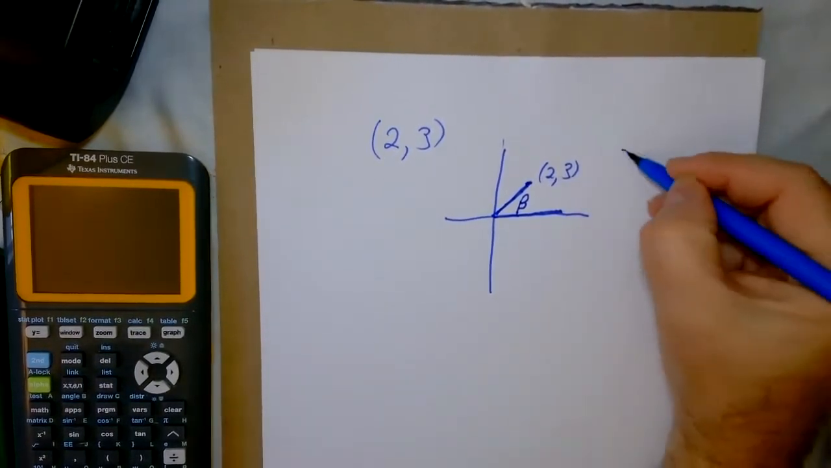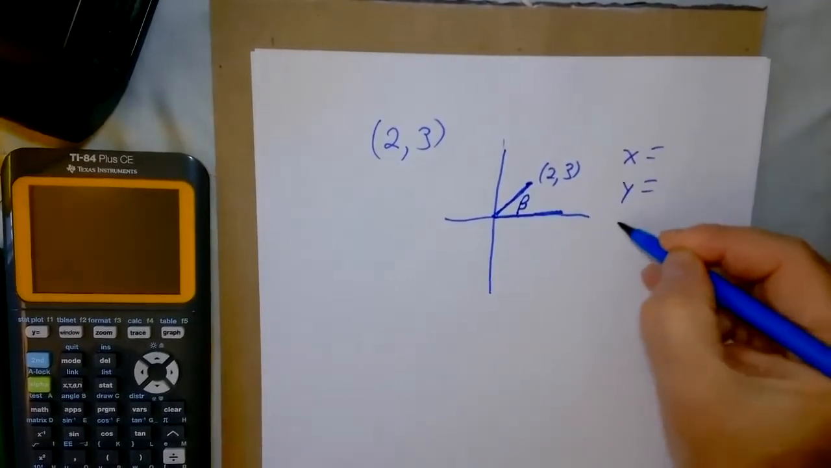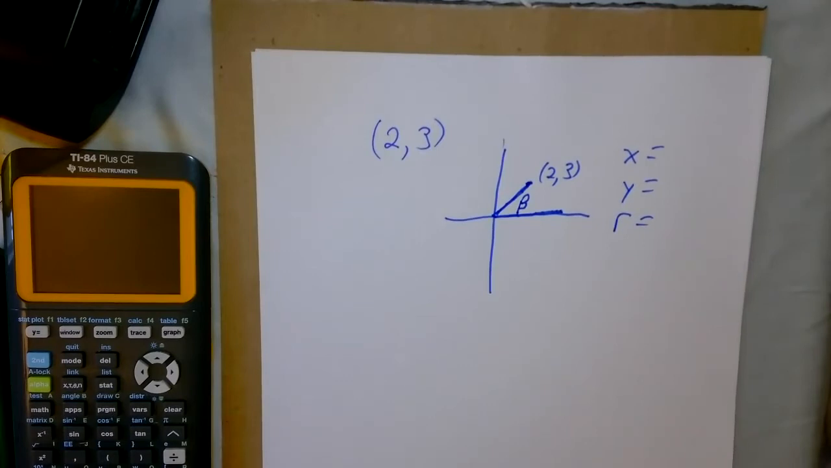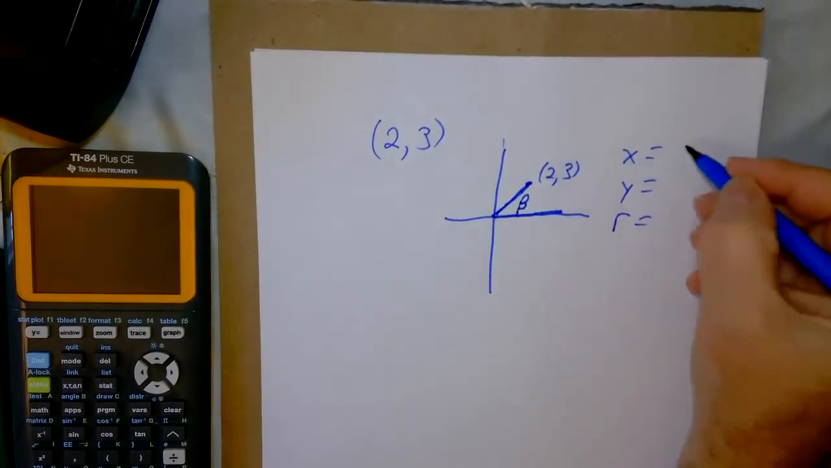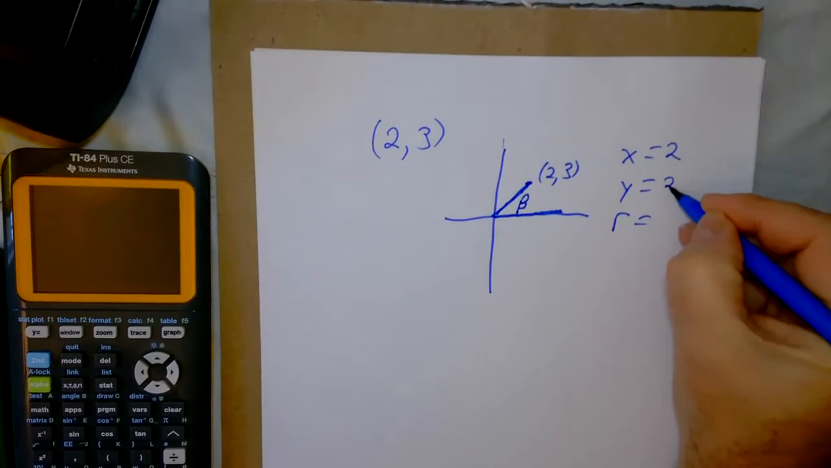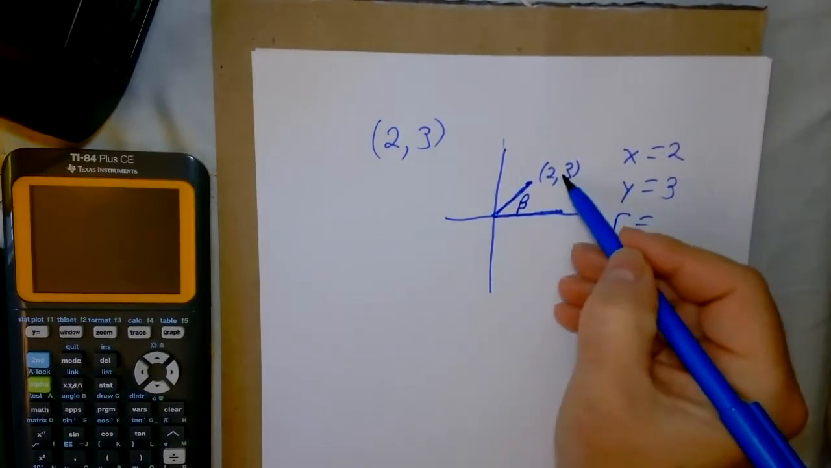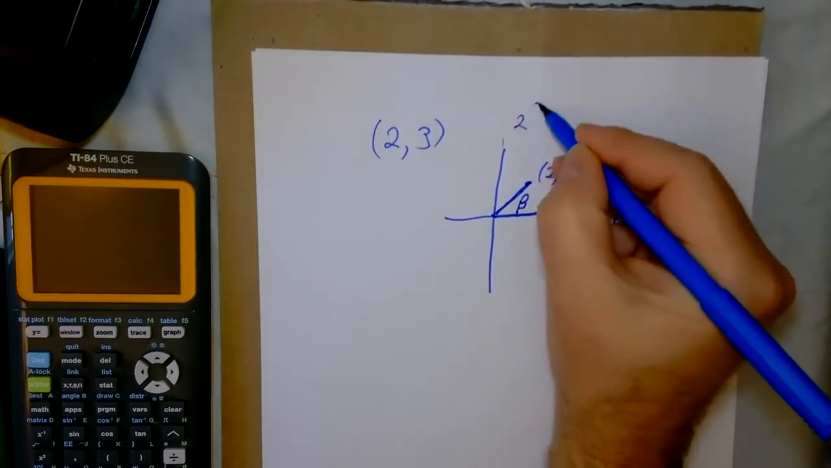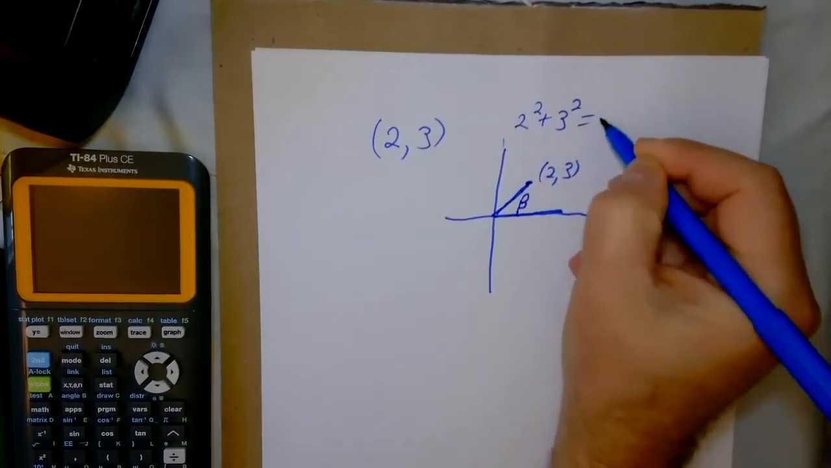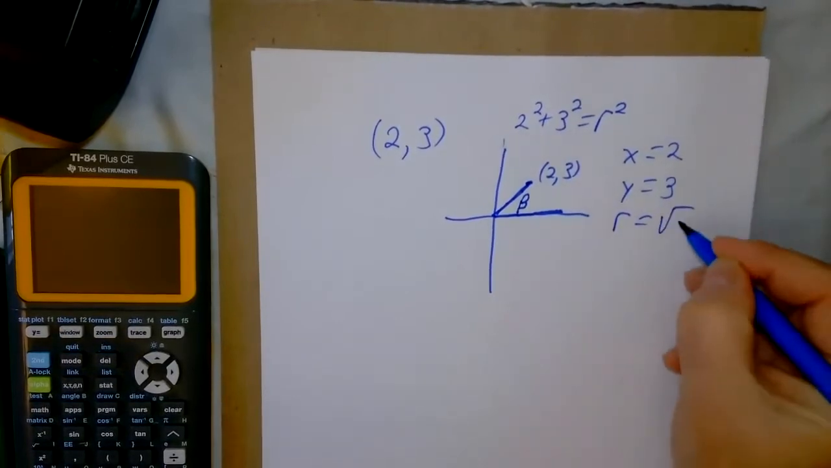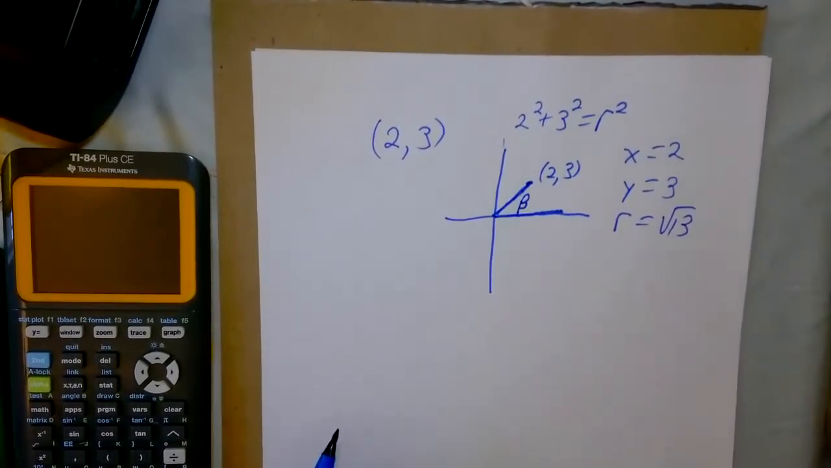And so I need my x, my y, and my r so that I can do sine, cosine, tangent, cotangent, secant, and cosecant. Well, x is 2, no problem. y is 3. r, I'm going to have to find by Pythagorean theorem, and this time it's not going to come out so nicely, because I'm going to do 2 squared plus 3 squared equals r squared. So that's 4 plus 9, 13. So r is going to be the square root of 13.